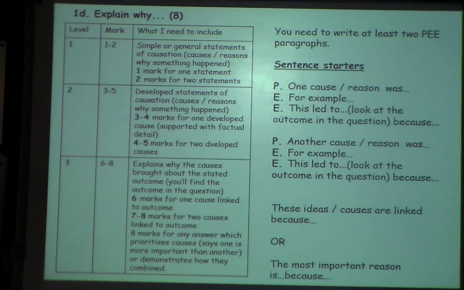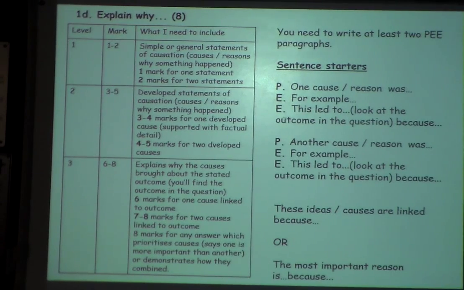Question 1d is an explain why, so they're looking for reasons why. And again, you need 2 reasons why. You can see that you can get your 8 marks for providing 2 reasons, and it's the same P structure. One cause or one reason was, for example, this led to whatever it is in the question because, and that because will give you your explanation, and then do it again. Another cause or reason was, for example, this led to whatever it is in the question.